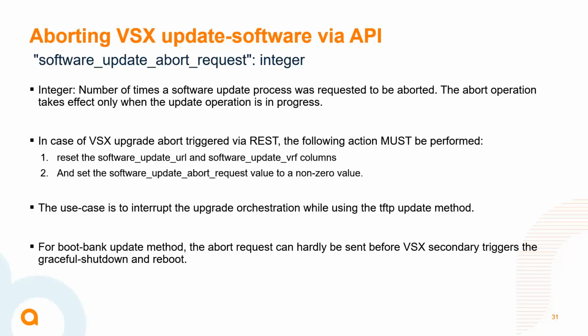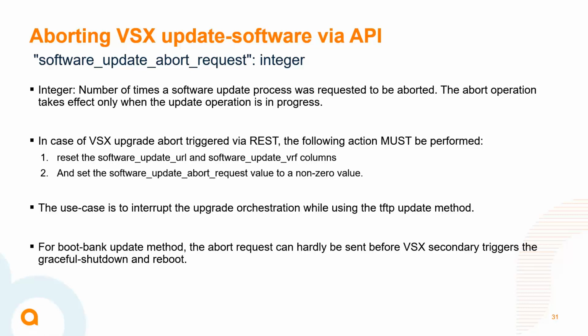If you trigger an update, you use that abort, and then you trigger another update and you want to use a new abort API, that value must be 2, for instance, or higher than 1.